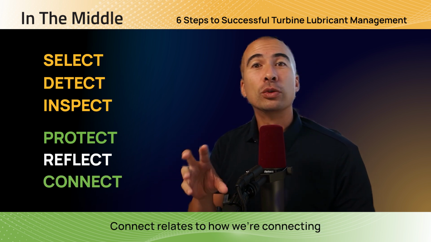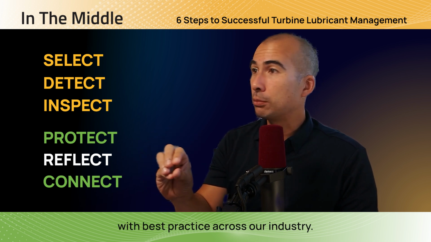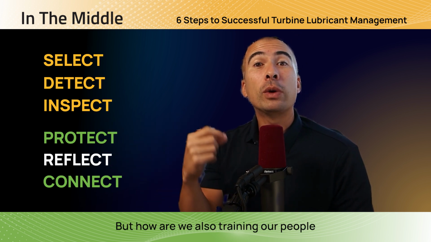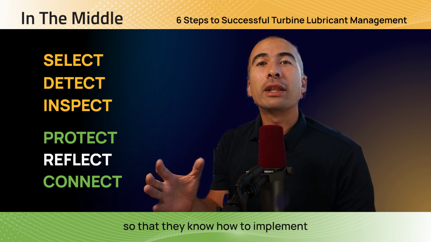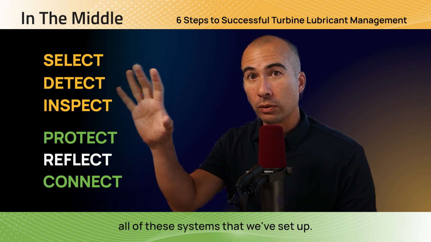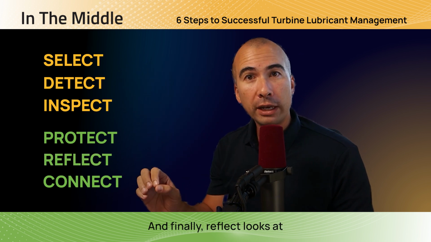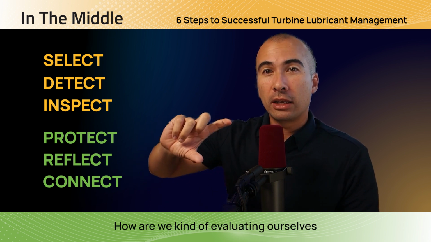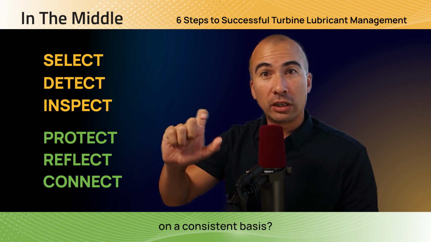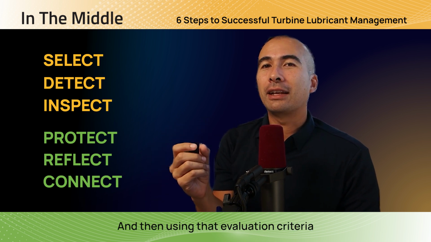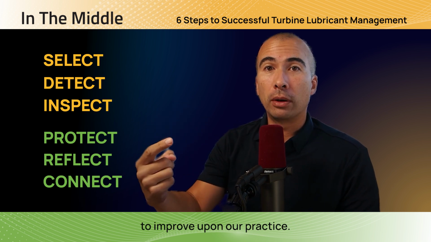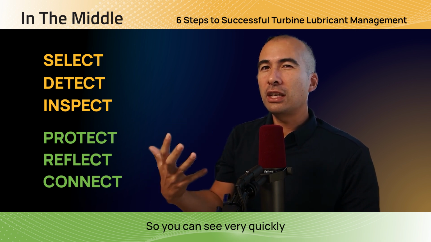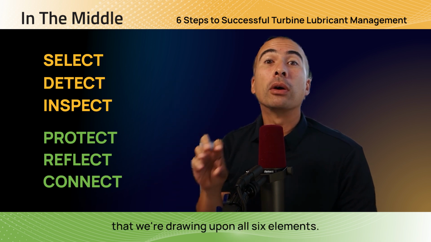Connect relates to how we are connecting with best practice across our industry, but how are we also training our people so that they know how to implement all of these systems that we've set up. And finally, reflect looks at what kind of KPIs have we set up, what are we measuring ourselves against, how are we evaluating ourselves on a consistent basis, and then using that evaluation criteria to improve upon our practice. So you can see very quickly that we're drawing upon all 6 elements.